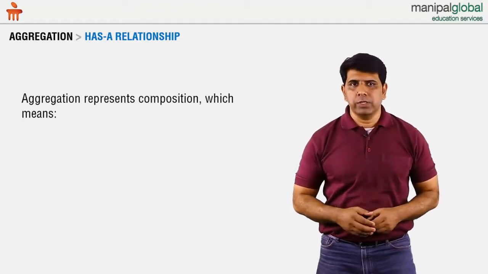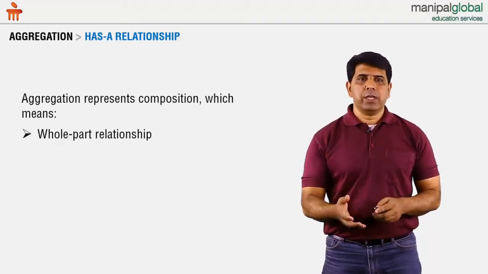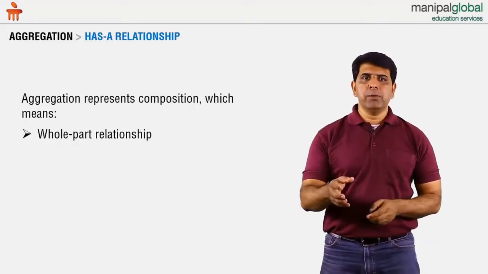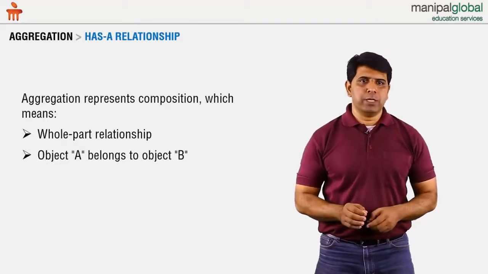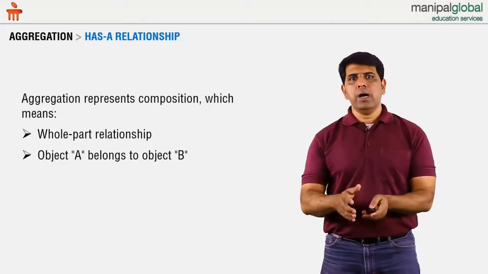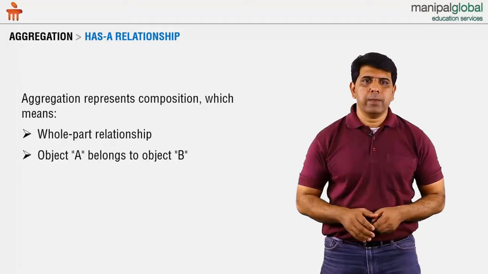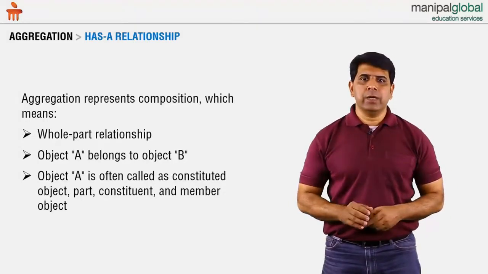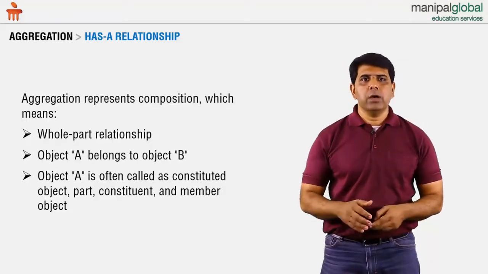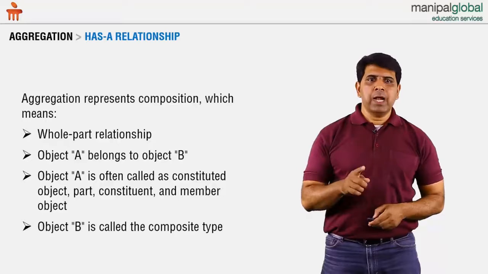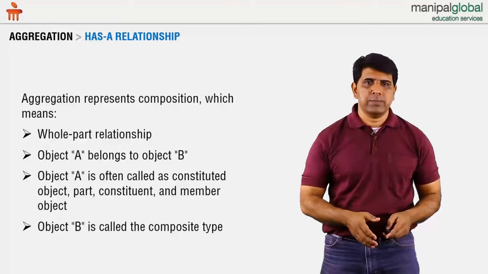Aggregation represents composition, which means a whole-part relationship. An object can be a whole object made up of part objects. Object A belongs to object B, or object A is part of object B. In both cases, we say object B has object A. Object A is often called a constituent object, a part, a constituent, or a member object. On the other hand, object B is called the composite type because it has other objects.